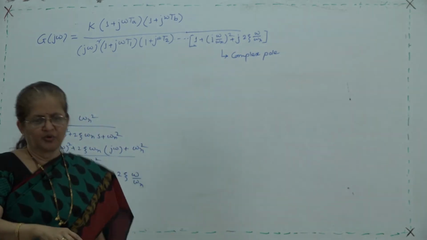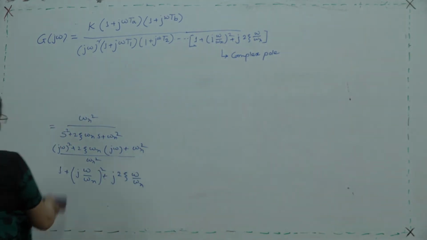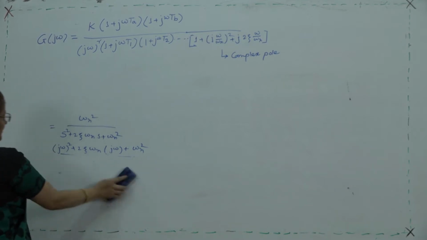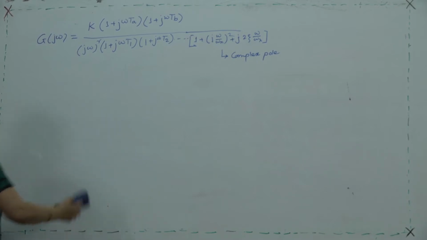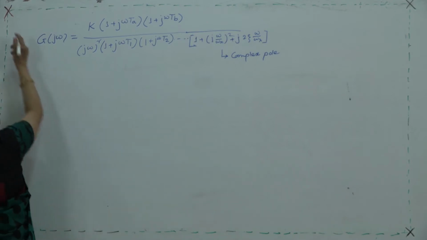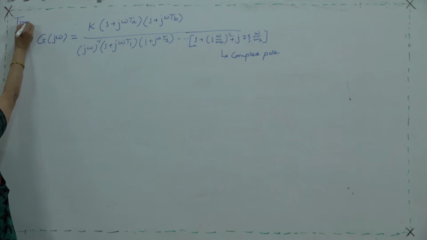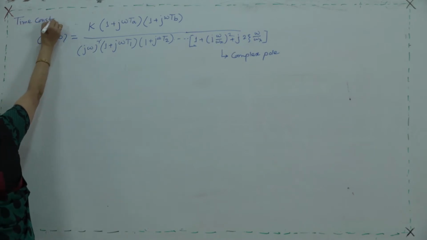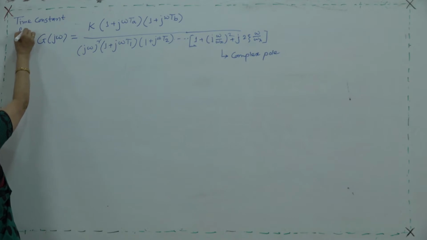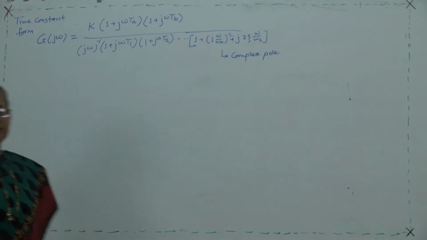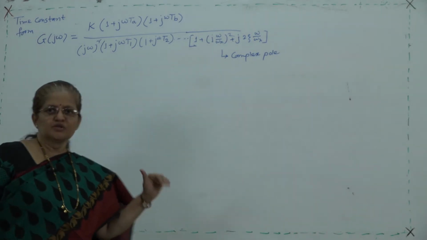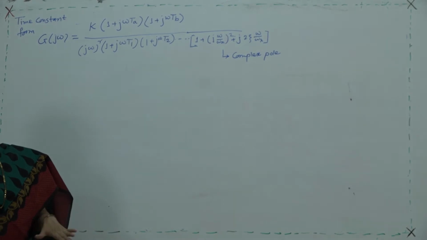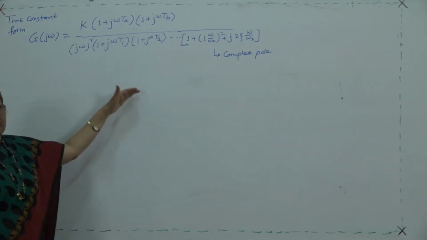This is the representation of the complex pole in the frequency domain, that is, by replacing s by j omega, we can represent it in this way. Here we are considering a general transfer function in the time constant form. We have seen already that there are two types of forms for the transfer function: one is the pole-zero form and the second is the time constant form. For the Bode plot, we are considering the time constant form.